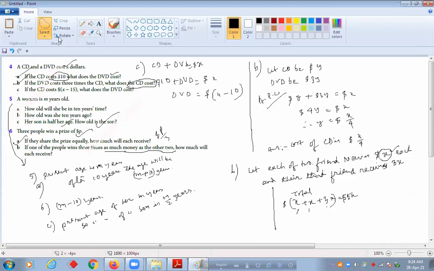Each will receive dollar x by 5, sorry, dollar p by 5. The second one will also receive this much, dollar p by 5, and another friend will receive 3 times of this. That means 3p by 5, right? Yes, sir. My answer is okay.